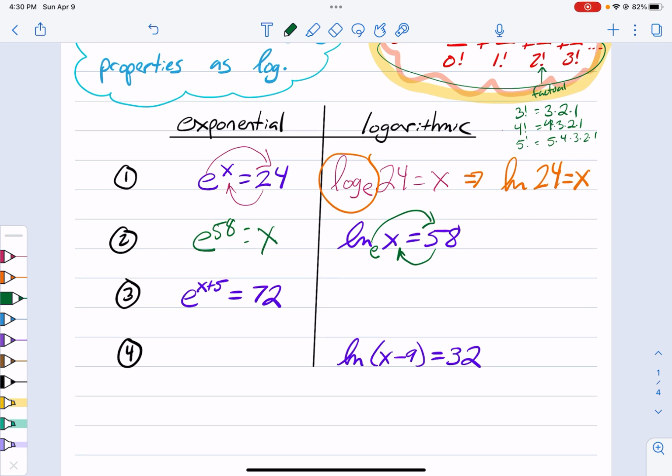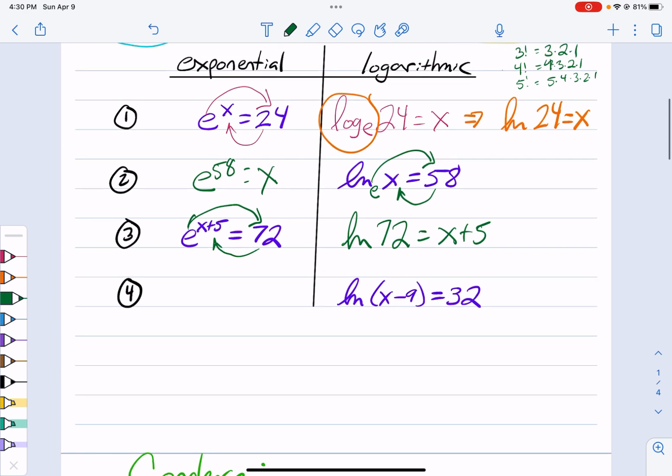Let's go from the exponential right to the correct logarithm. So a log base e, I'm going to write as a natural log of 72 equals x plus 5. And our last one, a natural log means a base of e. So e to the 32nd power equals x minus 9. That's how you're going to change between a logarithmic and an exponential equation.